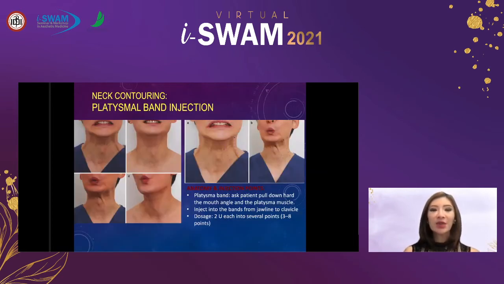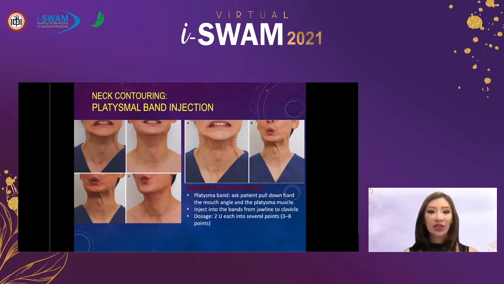And what can we do with the neck? For neck contouring, we can inject the platysma muscle superficially to make these lines disappear and to make a smoother contour of the neck muscle. And this is becoming one of the regimens of neck rejuvenation.